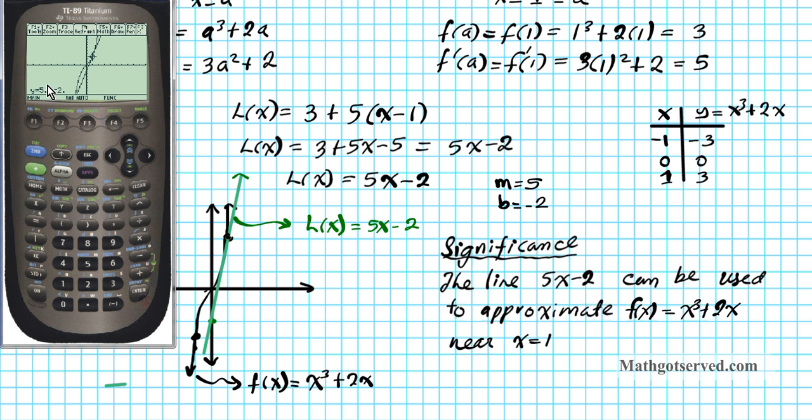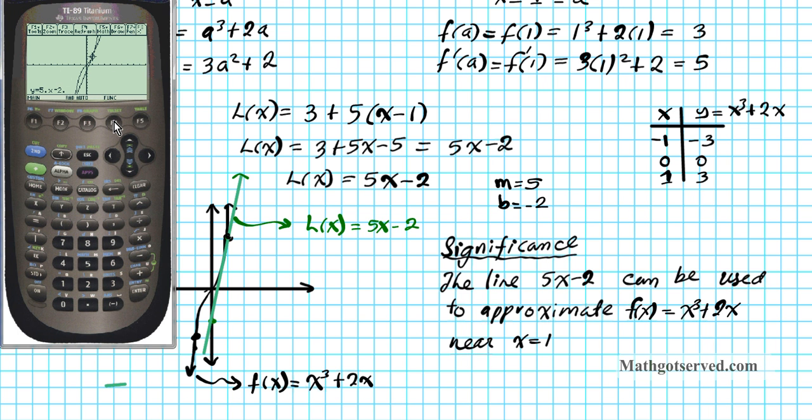And then you see, not only does it give you the graph, it gives you the equation of the tangent line. And you remember, the linearization is the equation of the tangent line at the specified x value. So you see that our answer here was 5x minus 2. And that is the equation of our tangent line, and that is the graph of our tangent line.